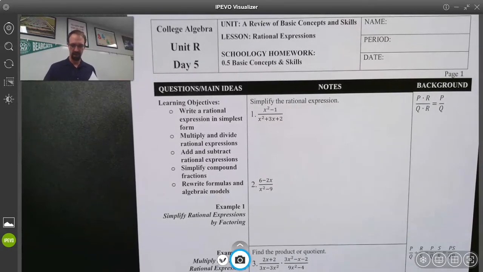One of the things that I point out in this particular section, the more comfortable and confident you are with factoring, the easier this section is. So let's jump in.